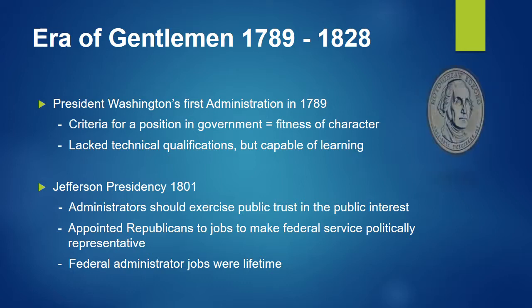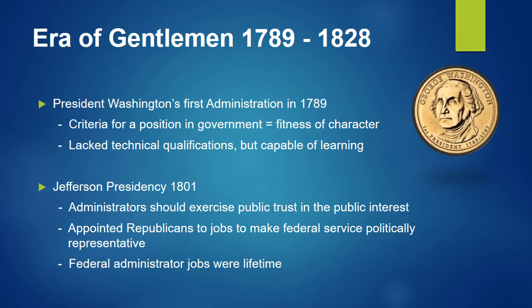Then came the Jefferson presidency in 1801, and he started to question the practices of the previous administration. He felt that administrators should exercise public trust in the public interest. He started himself appointing Republicans to jobs to make the federal service politically representative to his benefit. And at this point, federal administrator jobs were lifetime, so much to the point where they were bequeathed to incumbent male heirs upon their death.